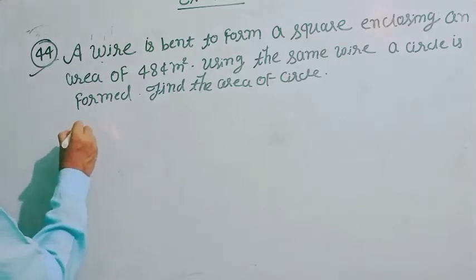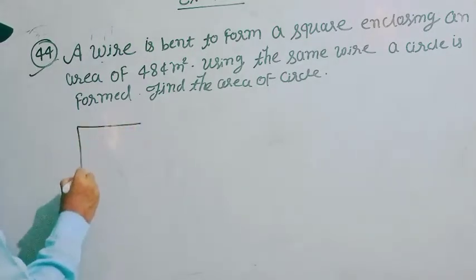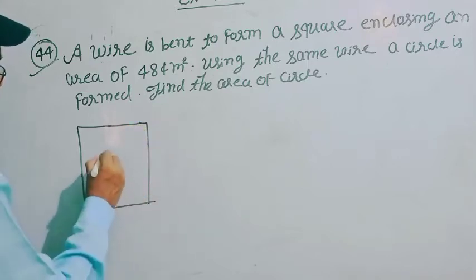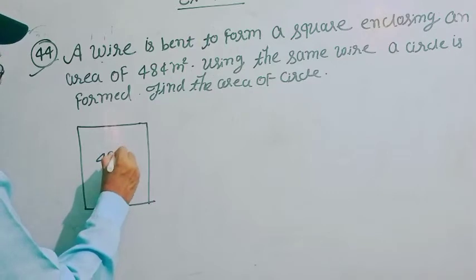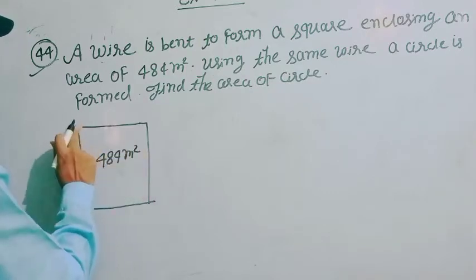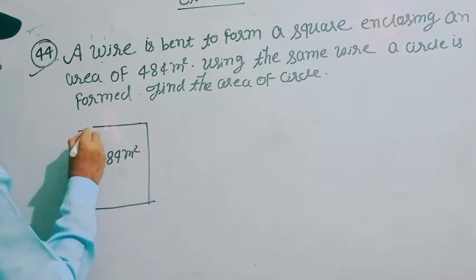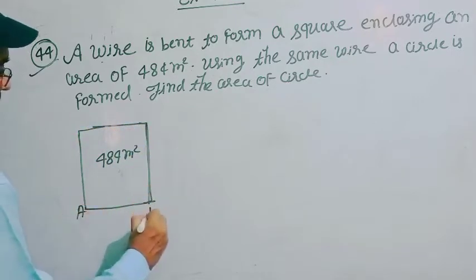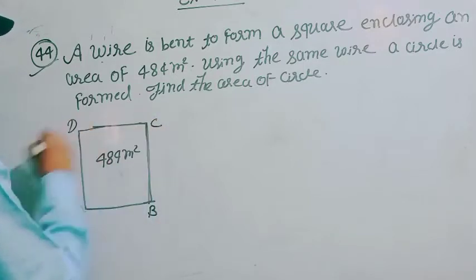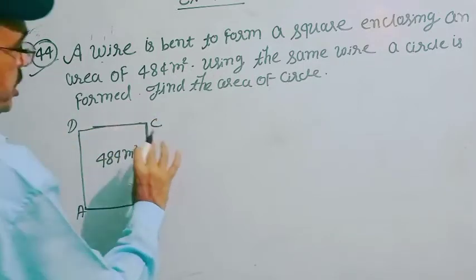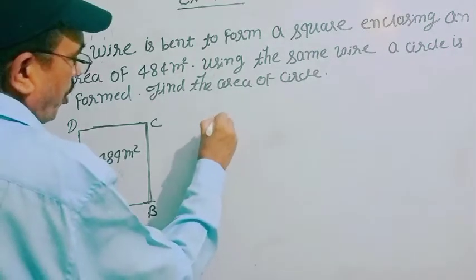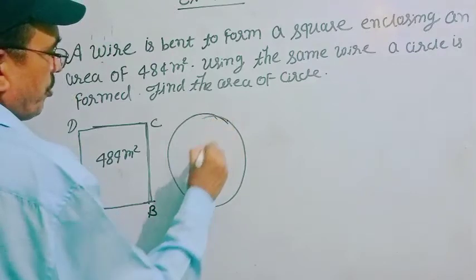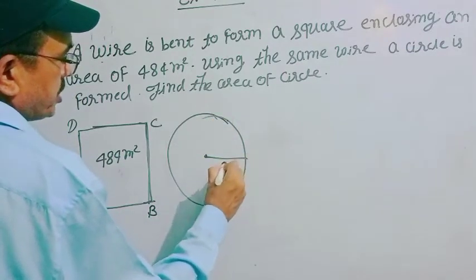Dear student, with the help of a wire, a square is formed, whose area is 484 meter square. This wire is formed into a square, and the area of this square is 484 meter square. After that, using the same wire, a circle is formed. Your question is, what is the area of this circle?